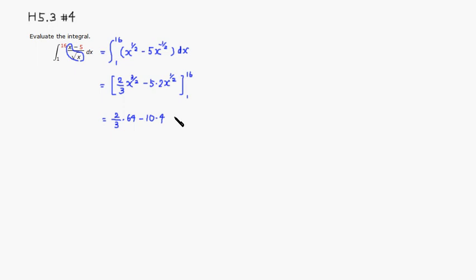Minus, then we plug in 1. 1 to any power is always 1, so it's going to be just 2/3, minus 10.